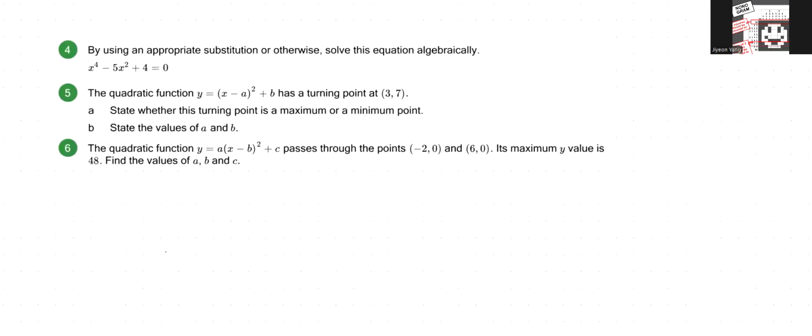Okay, let's move to question number 4. By using an appropriate substitution or otherwise, solve this equation algebraically. So x to the power of 4 minus 5x squared plus 4 equals 0. So there is a constant and then x squared and x to the power of 4. It means that if you square x squared, you can find x to the power of 4. So it is a disguised quadratic equation.